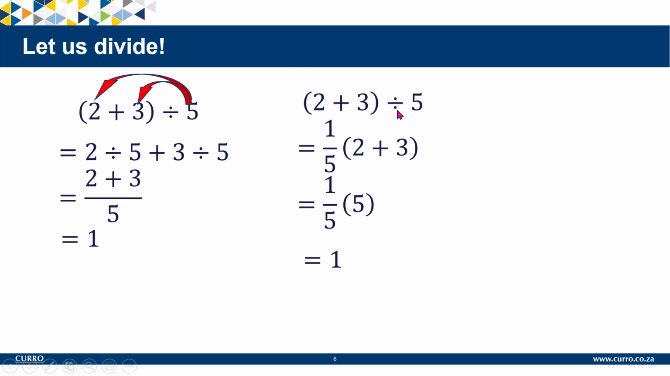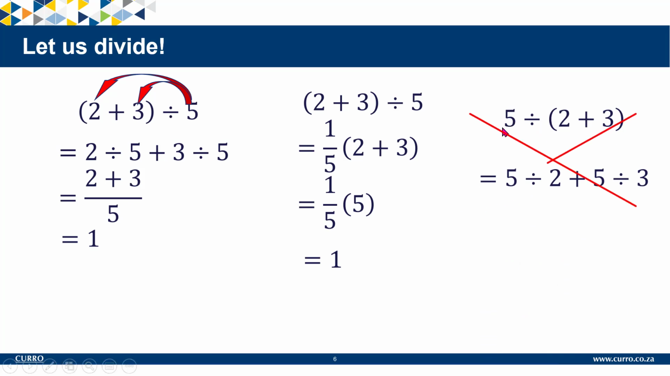Oh yes, I remember, if you divide by 5, it's the same as multiplying by a fifth. So we could say a fifth times the bracket. Then we can write a fifth in front of the bracket. And a fifth of 5 is 1. So that also works.